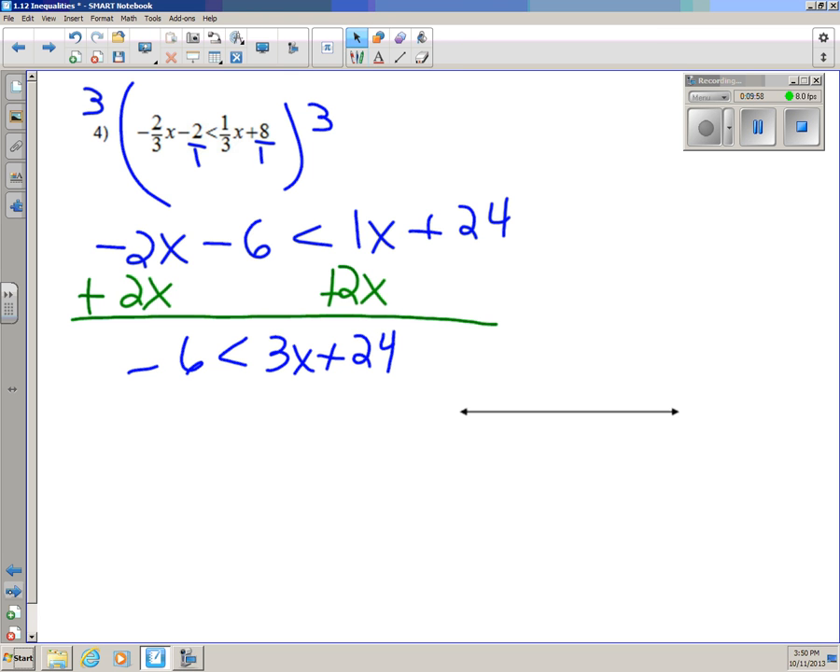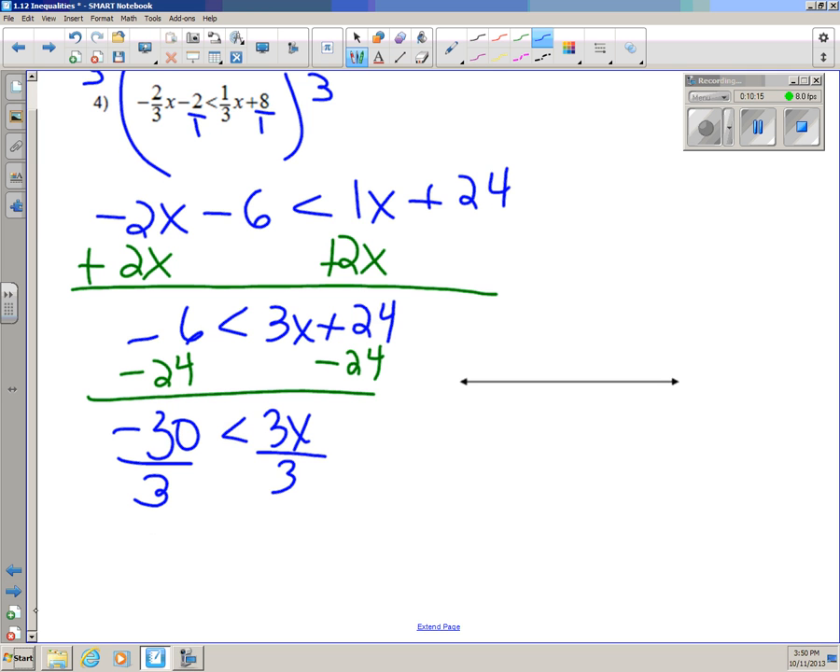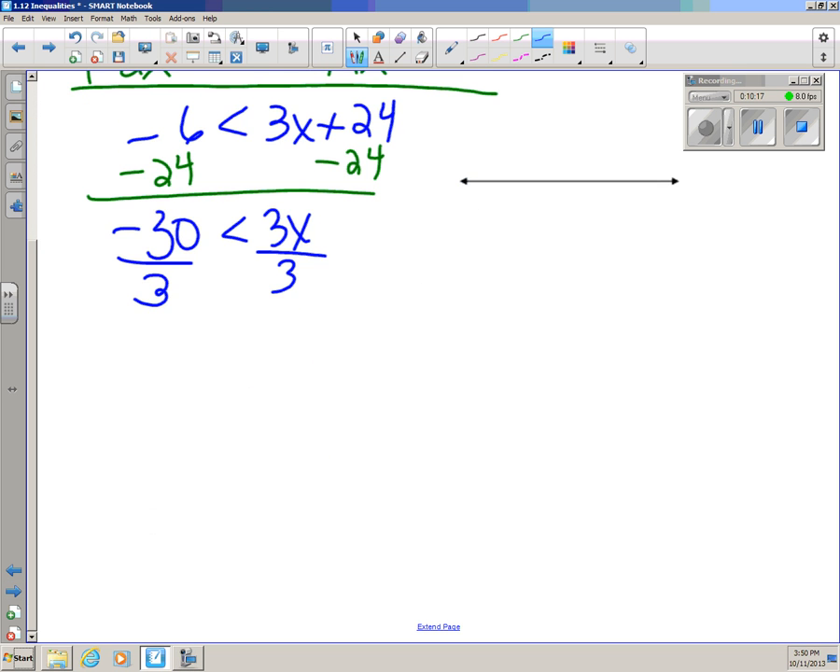If the variables go to the right, then without variables goes to the left. Subtract 24 on both sides. Negative 30 is less than 3x. Divide by, it's a positive 3 you're dividing by, not a negative. You're dividing into a negative. You're dividing by a positive. You do not touch the inequality symbol, and you get x is less than, or sorry, negative 10 is less than x.